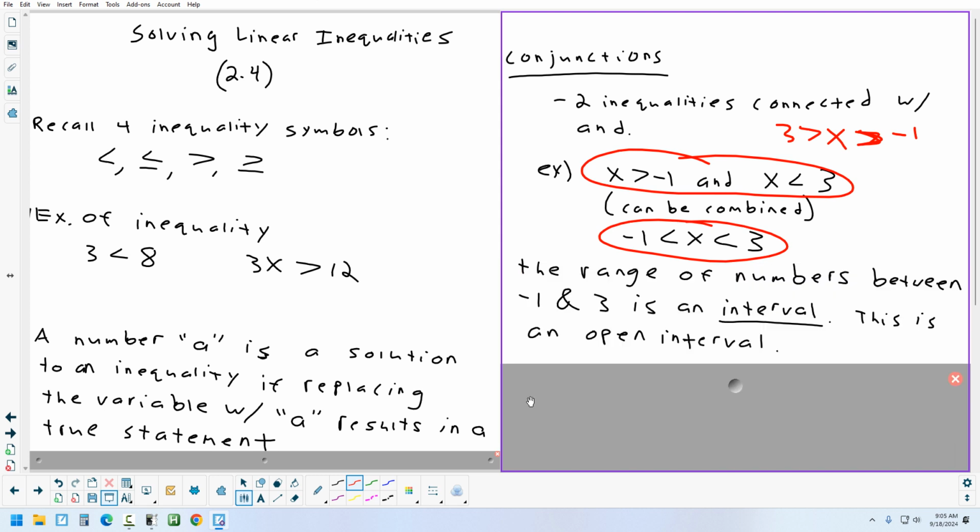So when you have a conjunction, generally the range of numbers, I'm not using range in the sense of domain and range, I'm just talking about the spread of numbers. Maybe that would be a better word. But the spread of the numbers is between -1 and +3. Okay? That is called an interval.